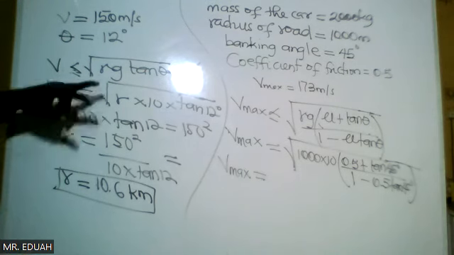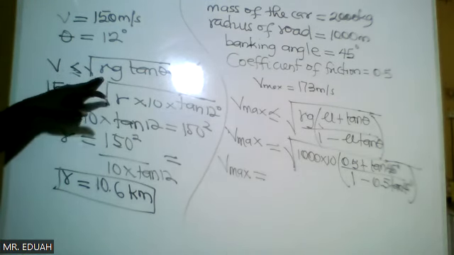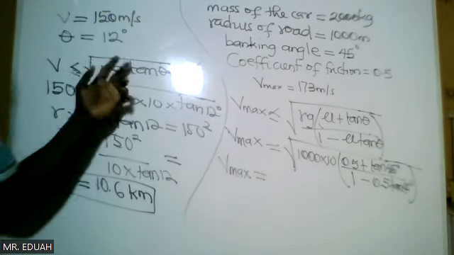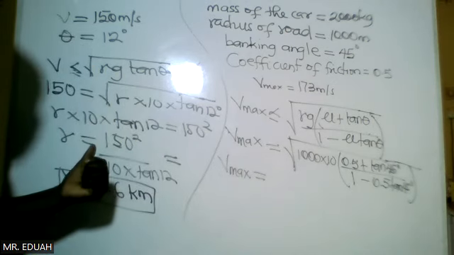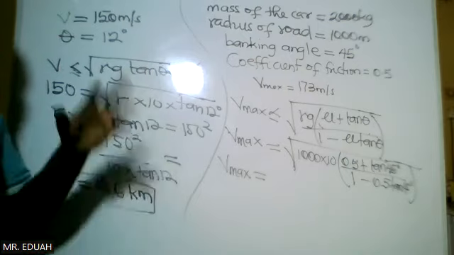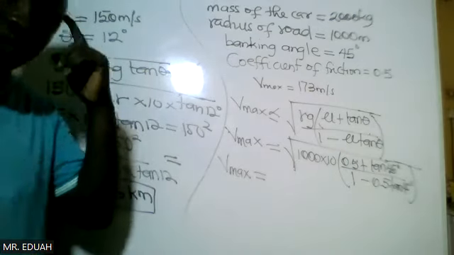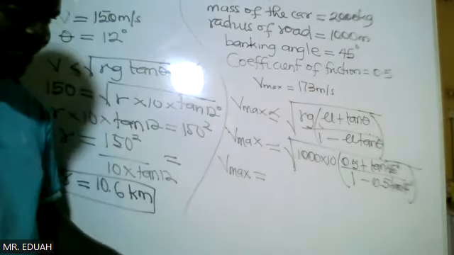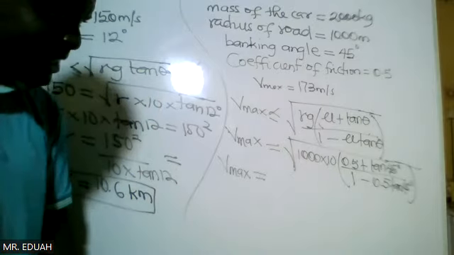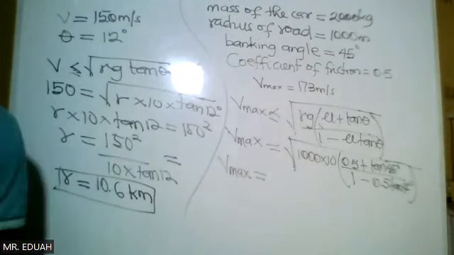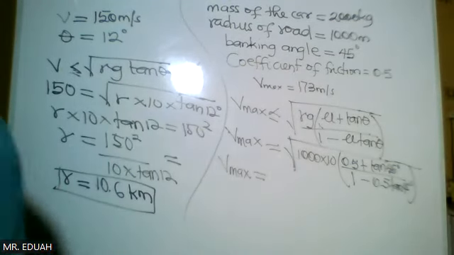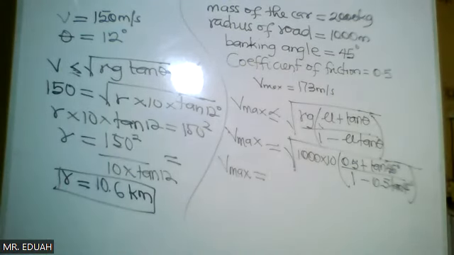So over here, it is the R sine theta component of the normal reaction that provides the centripetal force. If there is a consideration for friction when the road is banked, then this is what we use to calculate the maximum velocity. Okay, are you okay? Yes, please.